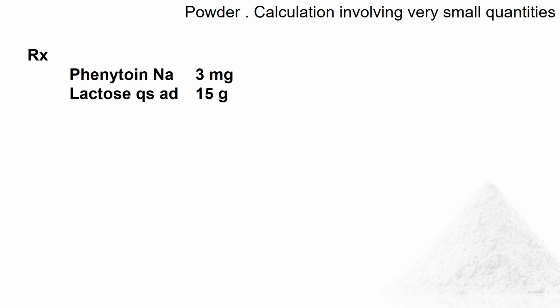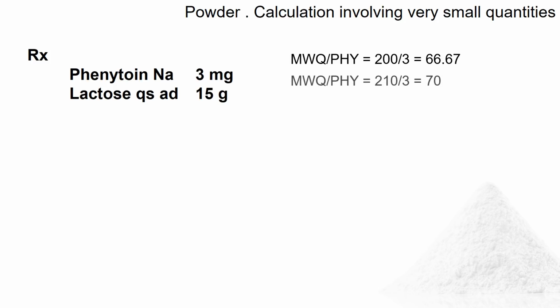In this following example, I would like you to attempt your own, and I will guide you in between. In this prescription, you have to prepare 3 mg of sodium phenytoin in a total mixture weight of 15 grams with lactose. First step, you have to divide the MWQ by the small quantity ingredient. However, in this case, you don't get a round number, so it will make your serial dilution calculations very difficult. To avoid that, you can put your minimum weighable quantity at more than 200 so that it will give you a round number.